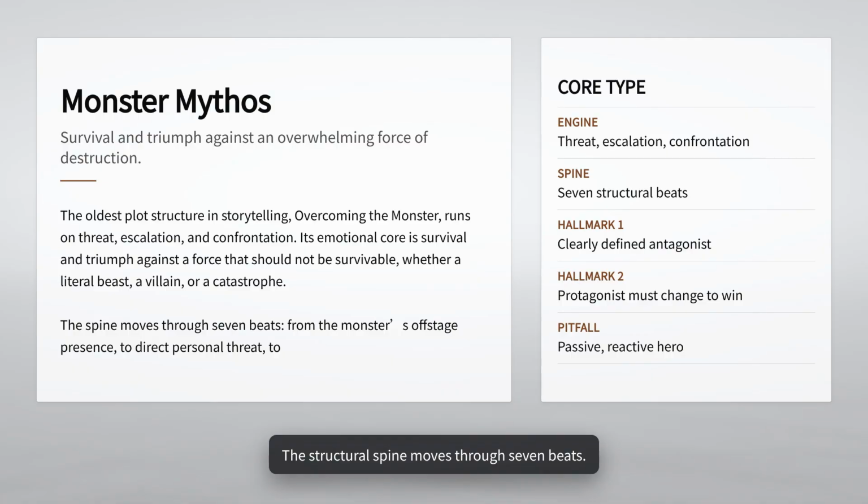The structural spine moves through 7 beats. The world is established and the monster exists, offstage or in the background. The monster's threat becomes direct and personal. Initial confrontations leave the protagonist worse off. Escalation reveals new dimensions of the monster's power. The protagonist acquires what they need: knowledge, allies, courage, or a specific capability. The final confrontation arrives. And then resolution. The monster is defeated or neutralized, and the world is restored or transformed.